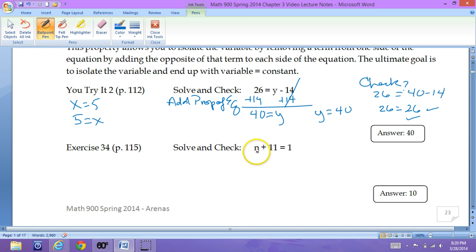Now this time n is positive on the left-hand side, whereas y was positive on the right in the previous problem.